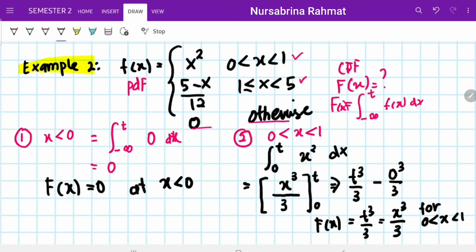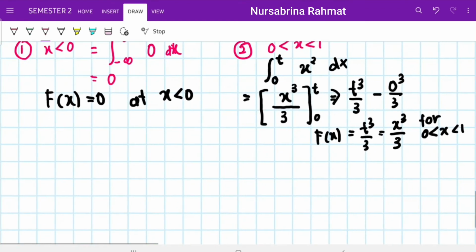Now we're going to show you how to determine the new cumulative distribution function for another class interval. So the third one.